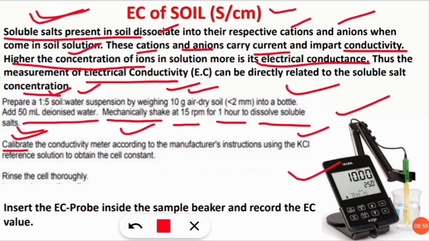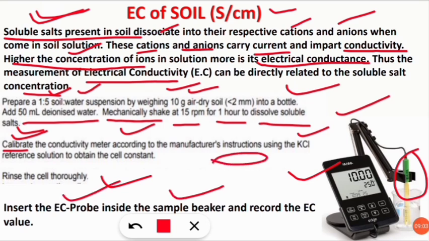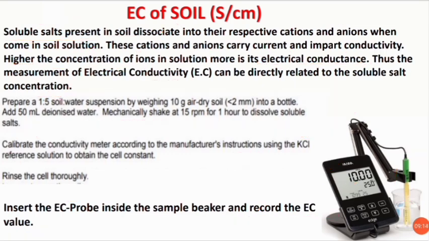Then we will rinse that probe, that is this one, and clean it with distilled water. Then we will insert the electrical probe inside the sample beaker, which has the soil along with the water, and we will record the electrical conductivity value. So it is very simple. The digital meter will show the electrical conductance. And let's see the next slide.